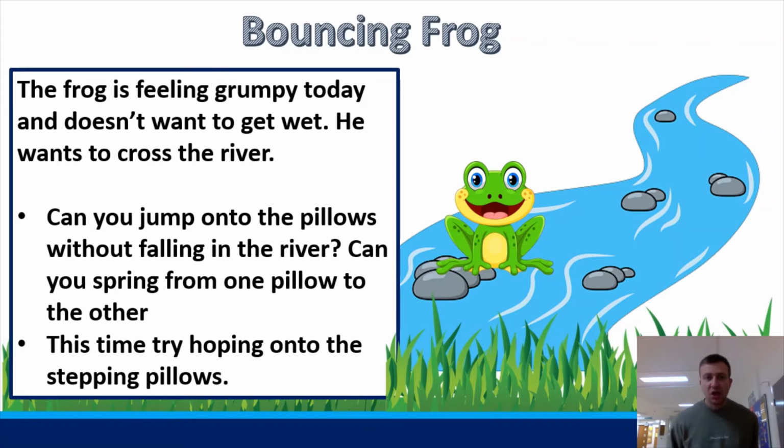So as you can see, we are now going to act like bouncing frogs. And what I want you to do is, can you spring from the frog position from one pillow to the other? So as you can see, the frog is on some stepping stones, and the aim is to not go on the water. So your aim is to try and not touch the floor and always try and land on a pillow. So have a go, pause the video and try and practice springing like a frog.